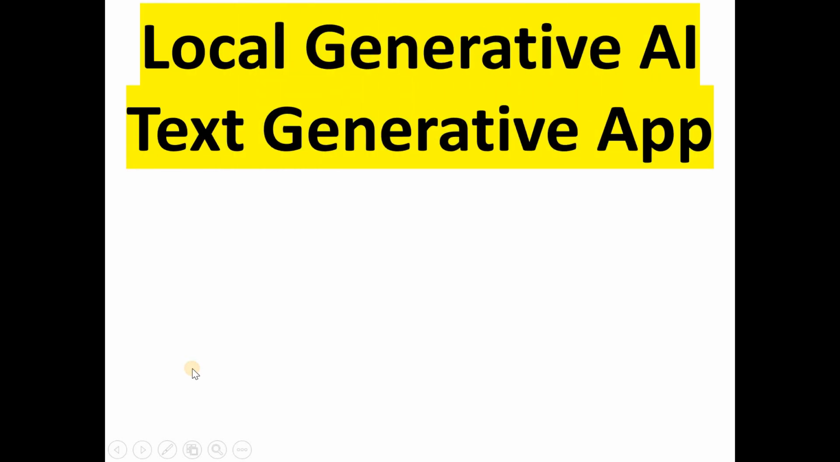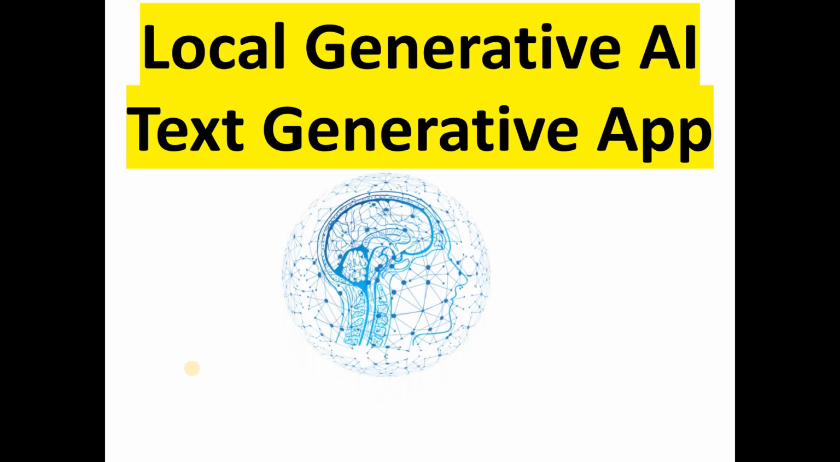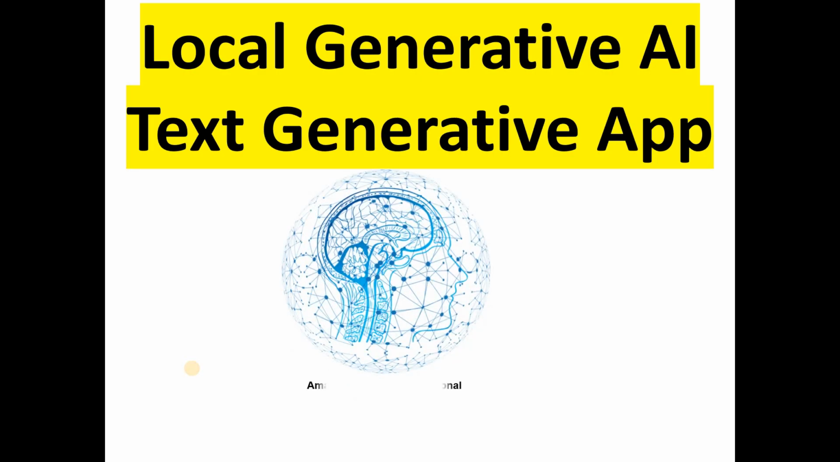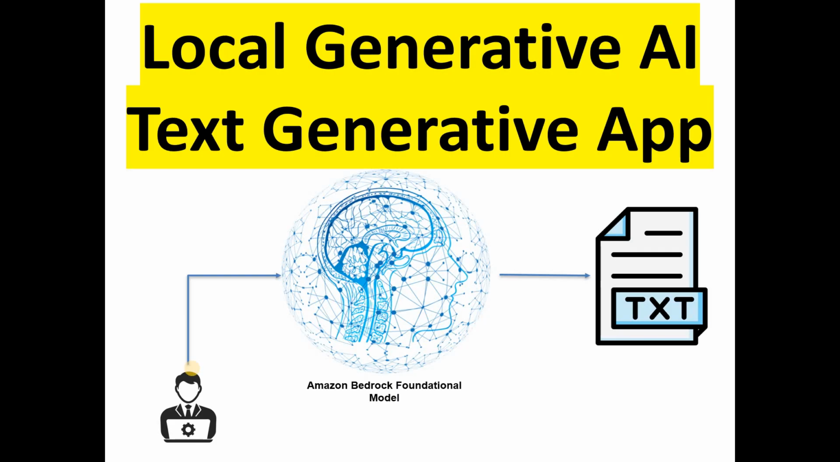Hey, hi. In this video, I will show you how to build a local generative AI application that can generate text from the AWS foundation models, that is Amazon Bedrock foundation models. So here, what we do is, we're going to create a Python Streamlit application locally, and within that application, we will see how we can wrap the Amazon Bedrock foundation model, which will help us to generate the text easily.